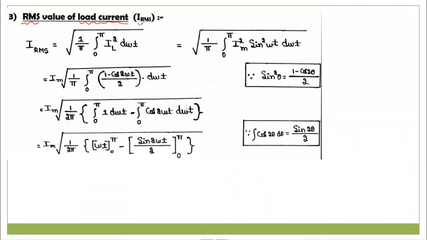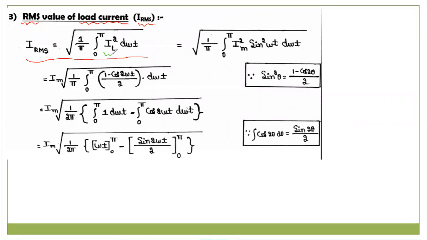So that is represented with the symbol IRMS. IRMS will be calculated by using this formula: IRMS is equal to the square root of 1 by pi, integral from 0 to pi of IL square d omega t. Here, first I would like to replace IL.